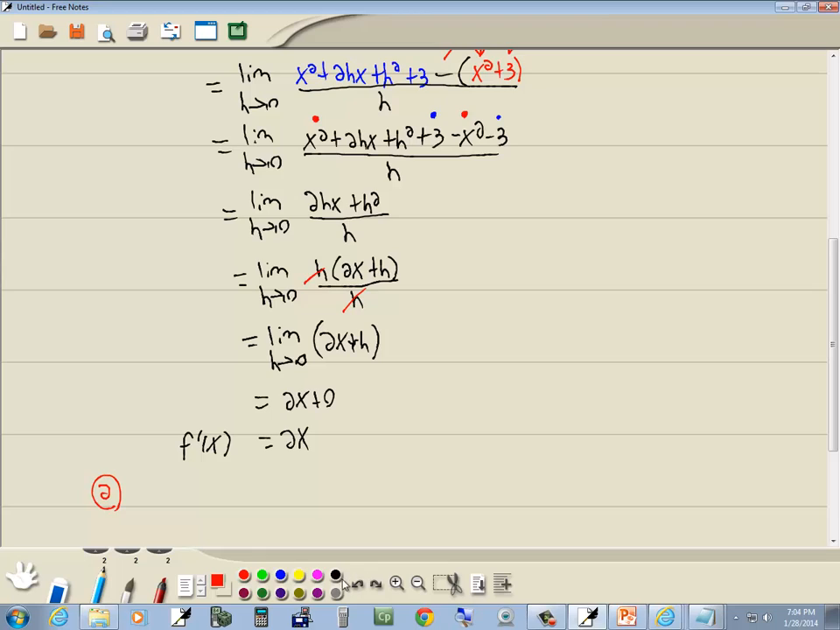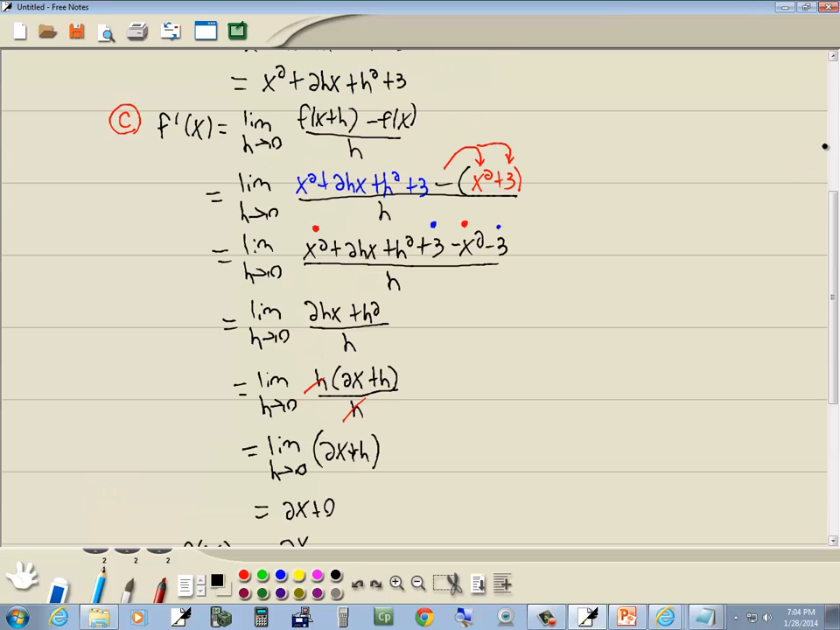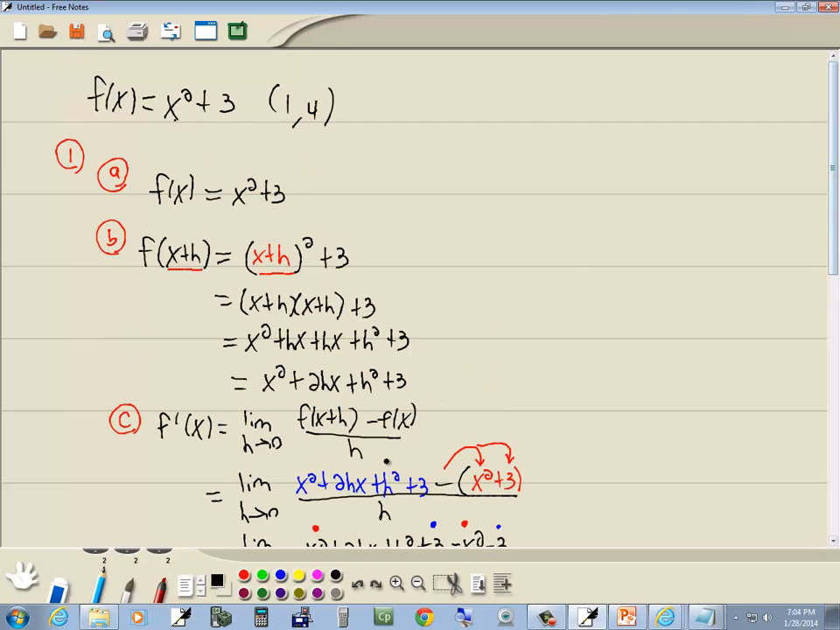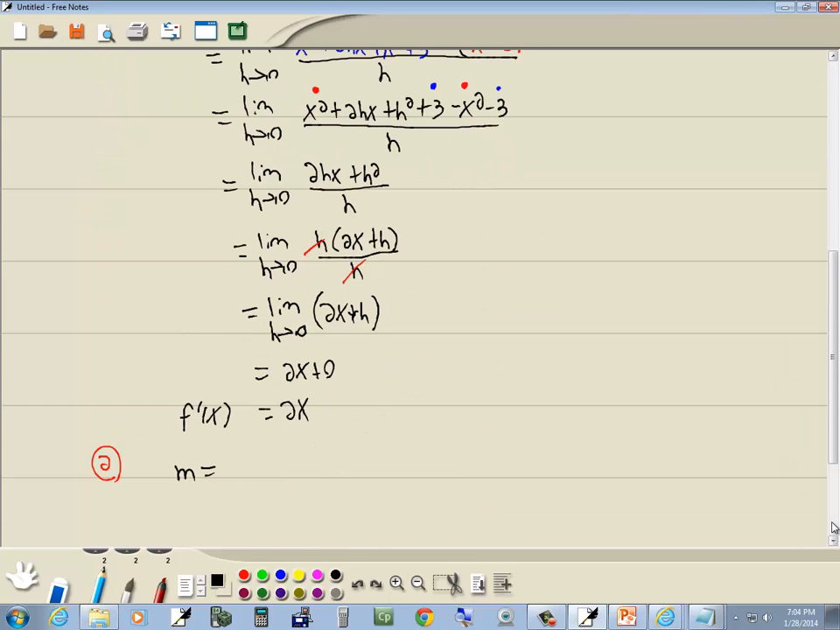Step 2. Change our notation to m. So we change f prime to m. And then we're going to plug in the x part of our point. If we go back to our original problem, they give us a point, and this will be our x, and this will be our y. So the x part of our point is 1. So I'm going to come down here, and I'm going to plug 1 in for x. And then 2 times 1 gives us m is equal to 2. And that's our answer.